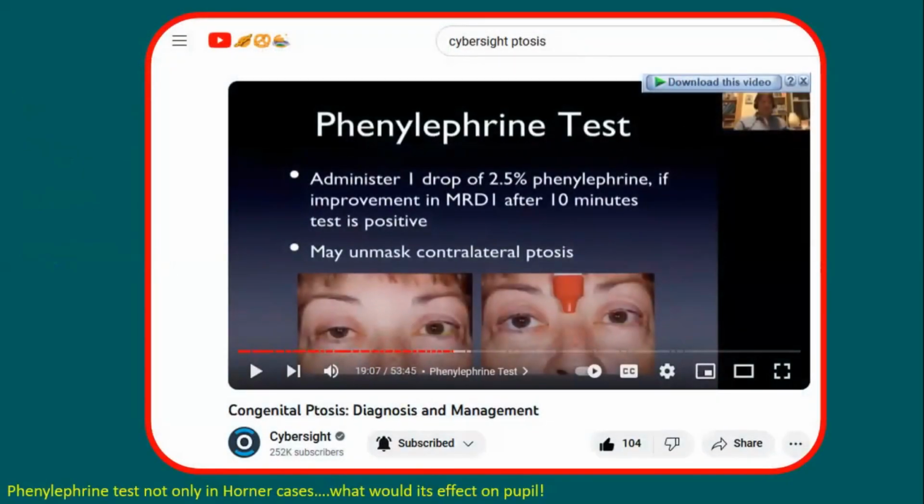So be aware of oculoplastic syndromes. We mentioned in our classes three: Marcus Gunn jaw-winking syndrome, blepharophimosis syndrome, and floppy eyelid syndrome. Floppy eyelid syndrome is also important. Regarding the phenylephrine test, it is not only for cases with Horner diagnosis; it is for any case with mild ptosis and good levator function.